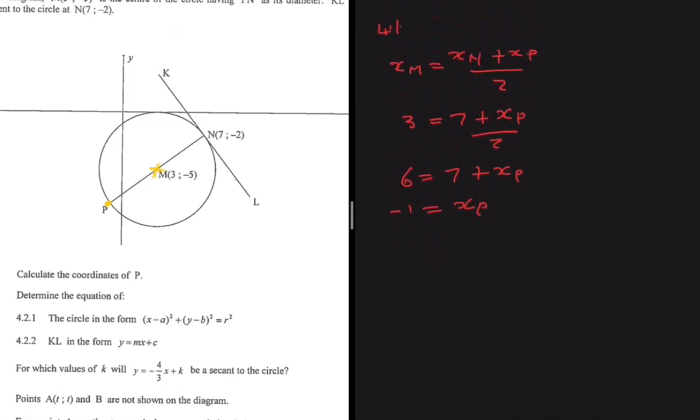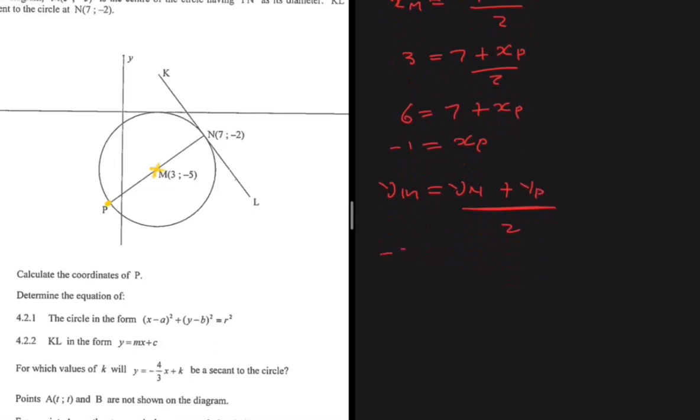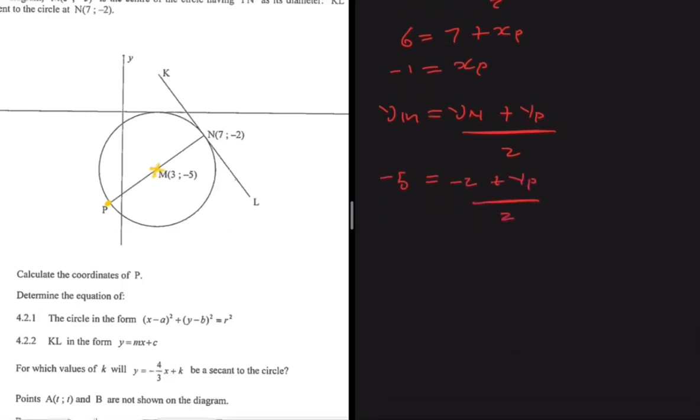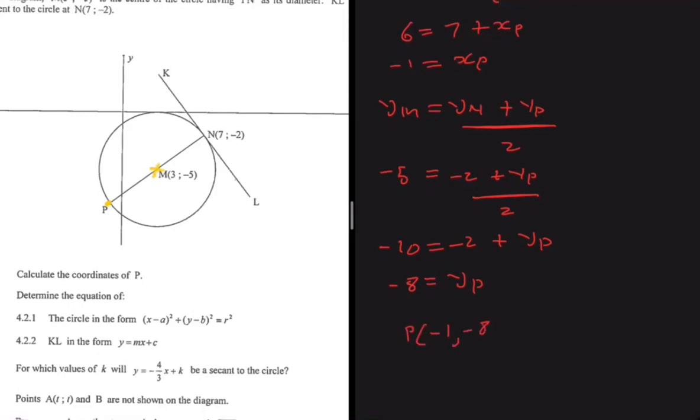We're going to exploit the coordinate M again. We're going to say that y of M, if that's what we were looking for, we would say y of N plus y of P divided by 2, right? So if we substitute again, we're getting minus 5 is equal to minus 2 plus y of P divided by 2. If we cross multiply this, we should get minus 10 being equal to minus 2 plus y of P. So minus 8 is equal to y of P. So the coordinates of P are minus 1 and minus 8, right?